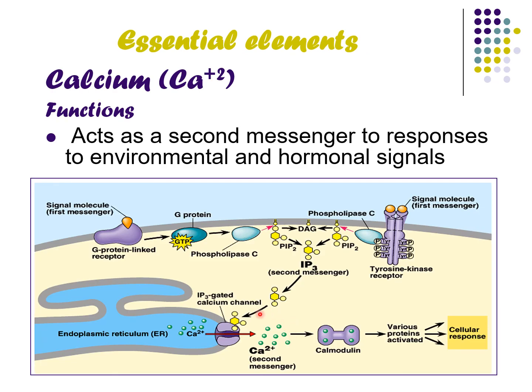Calcium acts as a second messenger in responses to environmental and hormonal signals. Calcium may actually bind to calmodulin, a protein found in the cytosol of a plant cell, and the calmodulin-calcium complex regulates many metabolic processes, such as the activities of a number of enzymes.